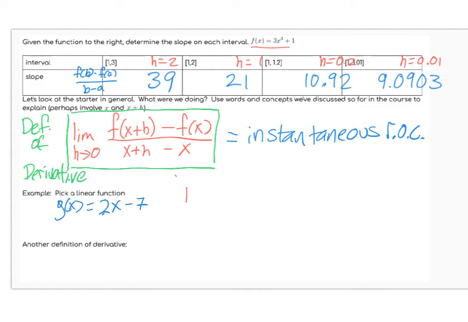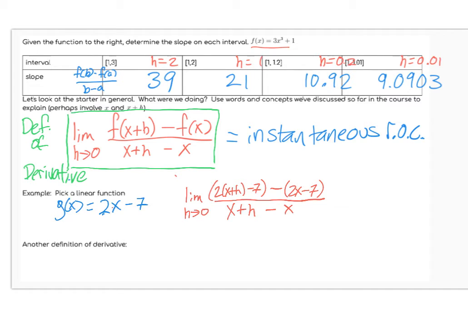So we take the limit as h approaches 0 of, here it's going to be g of x plus h. So whenever I see an x, I'm going to put in x plus h. And that's going to be 2 times (x plus h) minus 7. Cool. Minus g of x, so minus (2x minus 7). And then on the bottom we've got x plus h minus x.